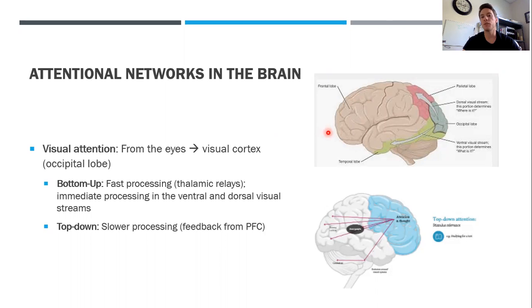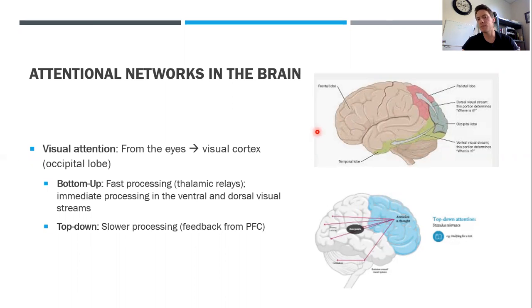So information moves from the eyes through the visual stream and reaches the primary visual cortex, which is located in your occipital lobe. Now, both top-down and bottom-up attention, when it comes to visual information, are going to rely on this visual processing in the brain. However, bottom-up attention is going to occur quicker than top-down attention, which we'll see in a moment, because it doesn't require additional higher-level areas of the brain like the prefrontal cortex.